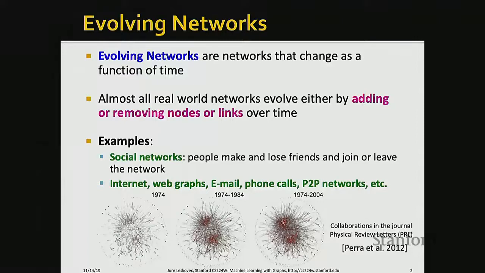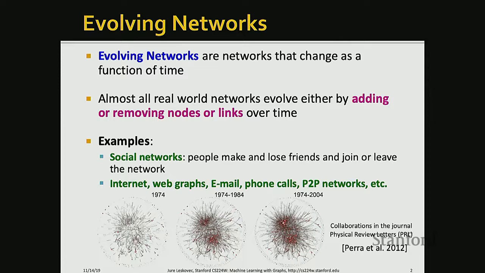So what we are going to talk about today is evolving networks, networks that change their structure over time. Essentially, almost all real-world networks evolve by adding and removing links and edges over time. There are many examples like this in social networks. We make new friends and lose touch with old friends. People come into the network, people leave the network.